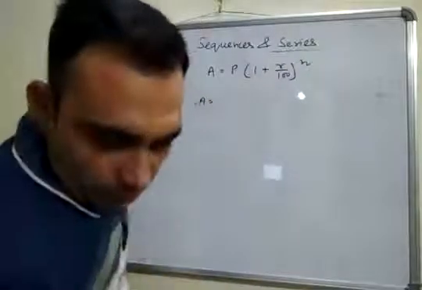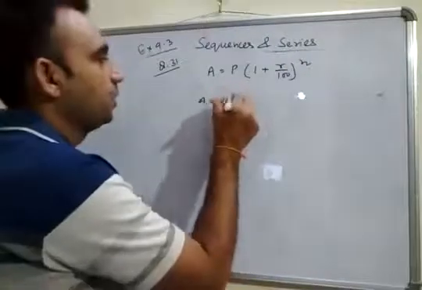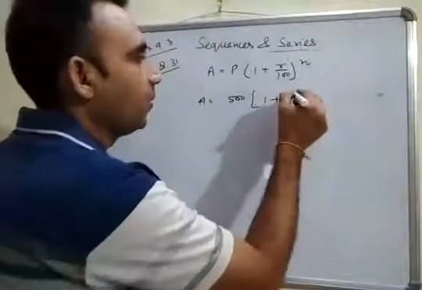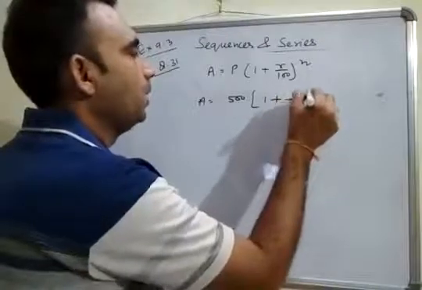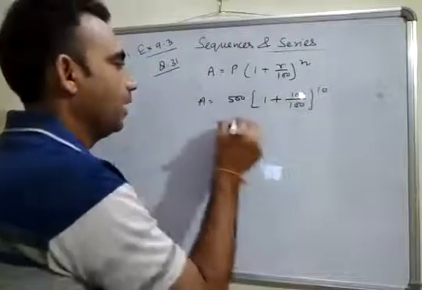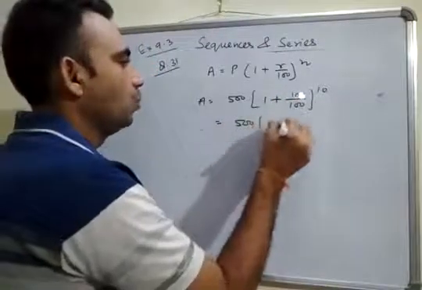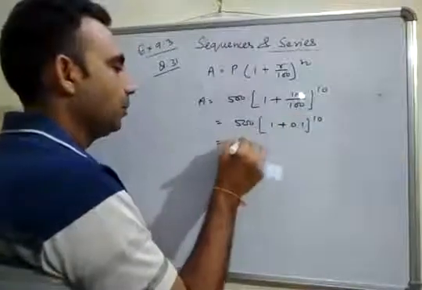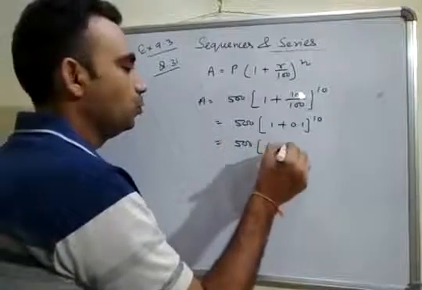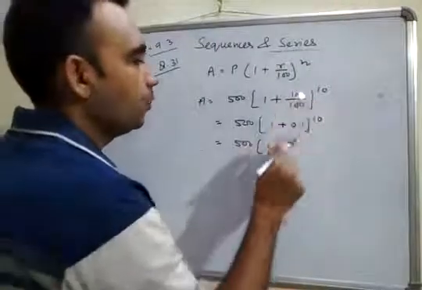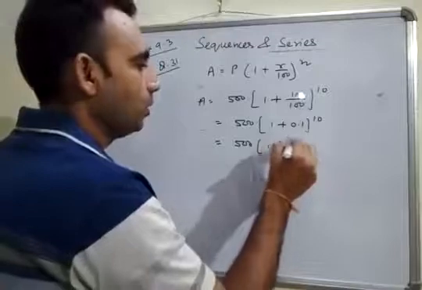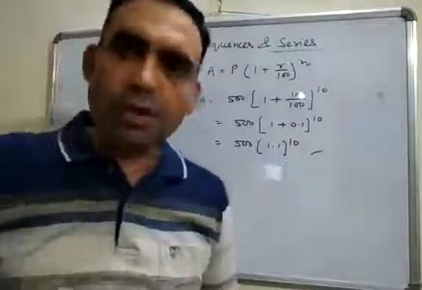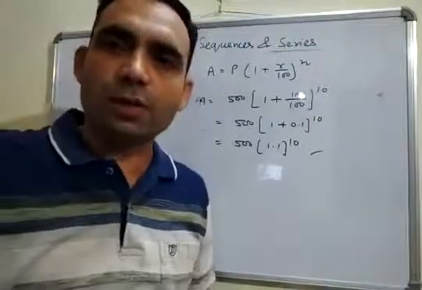A is equal to P, where P is given rupees 500, (1 plus R upon 100) to the power n, where R is given 10% and n is given 10. That is, 500 into (1 plus 0.1) to the power 10, implies 500 into (1.1) to the power 10. This is the simple solution of question number 31 from the compound interest formula only.